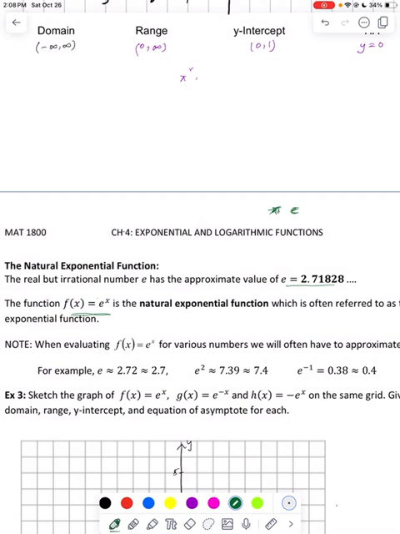So the function f of x equals e to the x is the natural exponential function, which is often referred to as the exponential function. Now note, if we are going to graph this function, we will have to approximate the values. For example, the value of e, which is 2.7182, like the value of pi, is an irrational number, so it keeps on going.